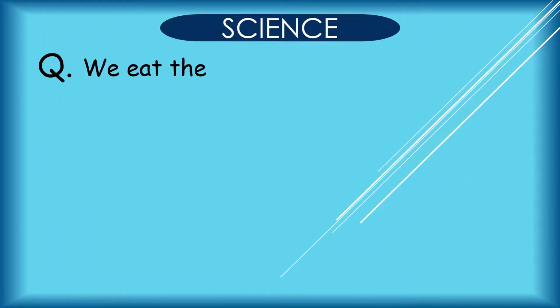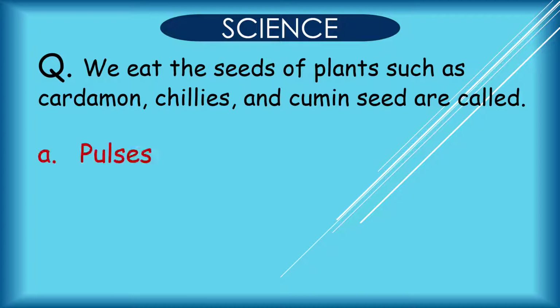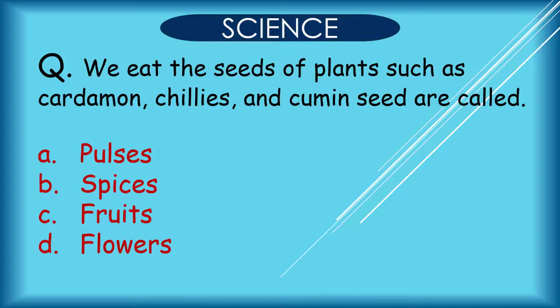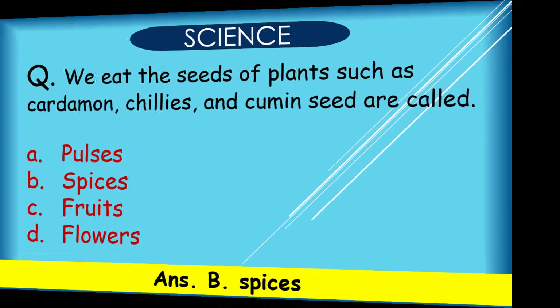Question: We eat the seeds of plants such as cardamom, chilies, and cumin seed. They are called A, pulses. B, spices. C, fruits. D, flowers. Correct answer is B, spices.